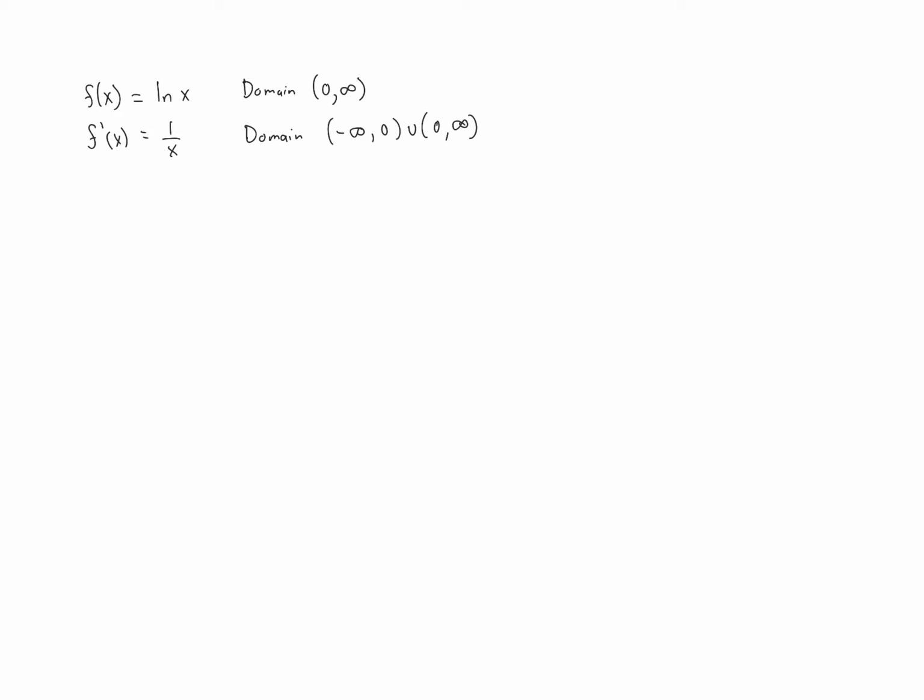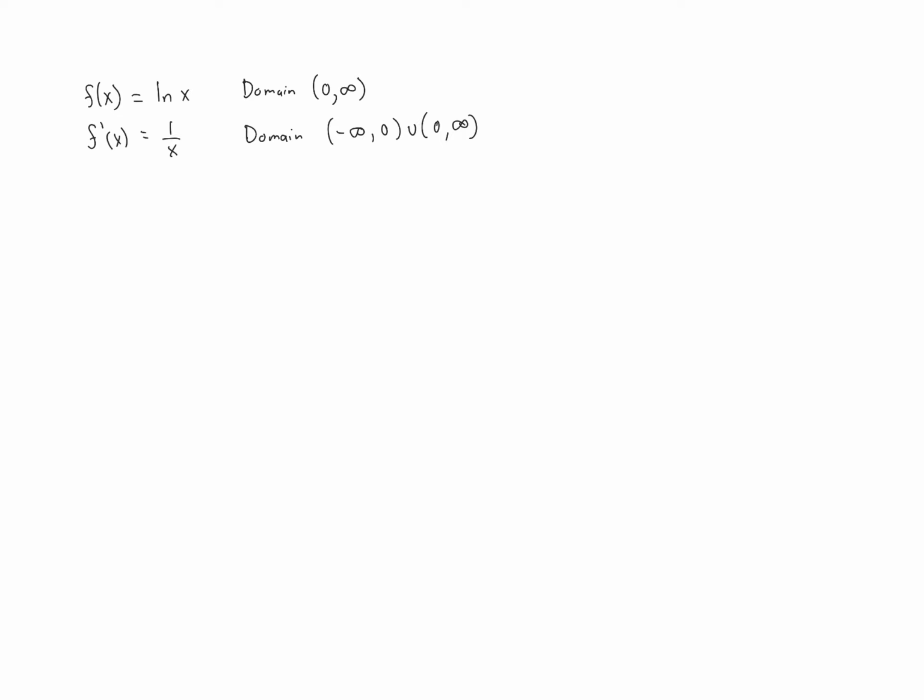So we have an interesting situation where we started with a function that was only defined for the positive numbers, but the derivative also happens to be defined for the negative numbers. Now, if we're looking at the derivative as the rate of change, or we're looking at it as the slope of the tangent lines, of course, we would only look on the domain of the original function.